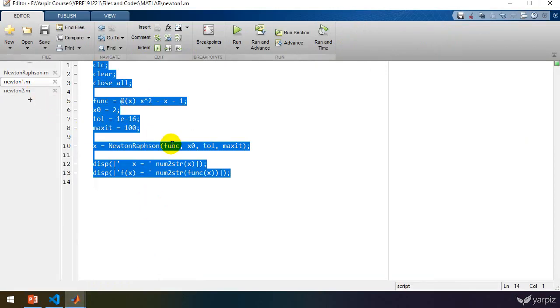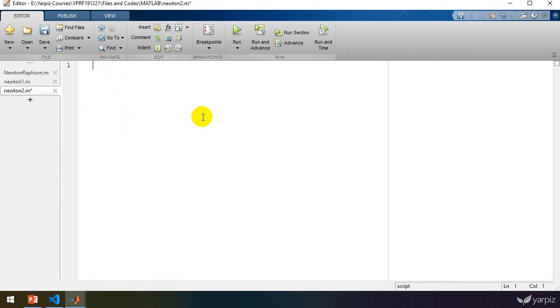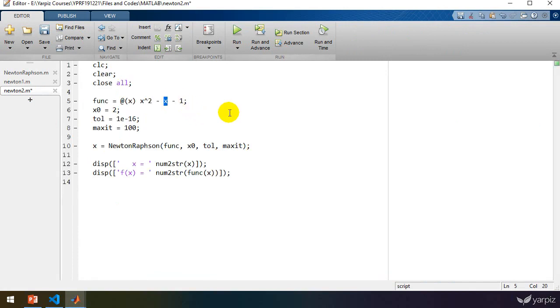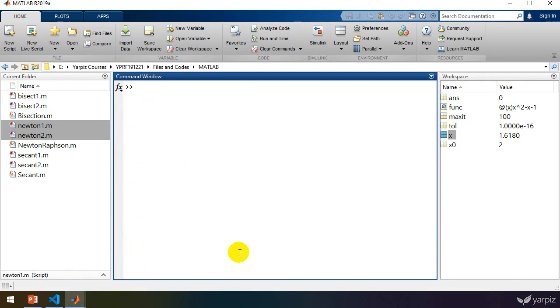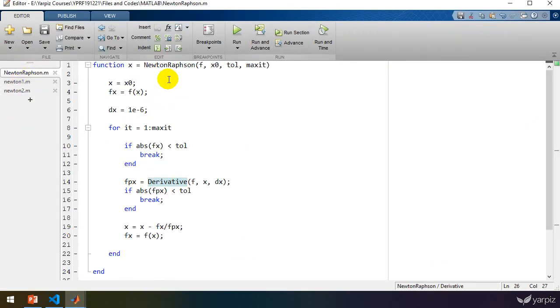Here we can copy this into the next function and change this to have another equation, a nonlinear equation. Start from 2, and this tolerance, this max it, same structure. I'm going to run this as well. So let's clear the screen, and Newton2, and we have this solution, and the function value here is very close to 0.